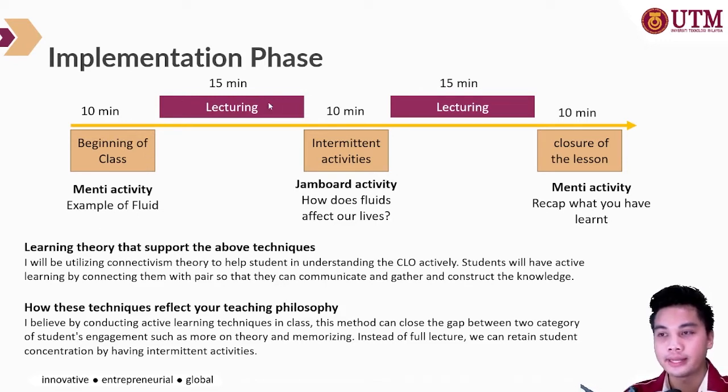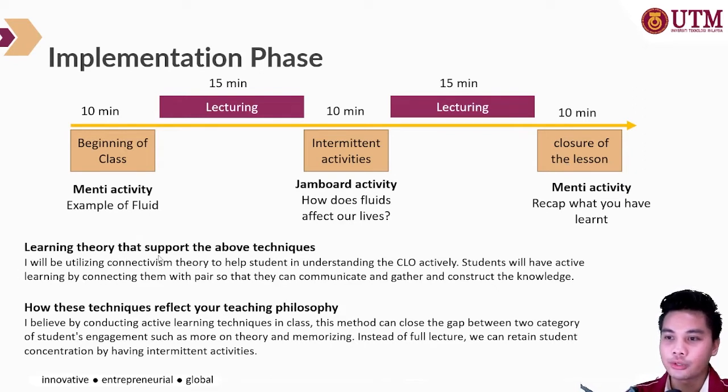After that, 50-minute lecturing. In this lecture, I will guide them on the theory of fluid mechanics principles. After that, 10 minutes is the break, or I can have an intermittent activity. In this activity, I will conduct a Jamboard activity. So how does it work? This is the question that I asked during the Jamboard activity: how does fluid affect our life? And then a 50-minute lecture, which is a continuation, and finally the closure of the lesson. Basically this is the formative assessment for 10 minutes to get feedback from the students on whether they understand or not.